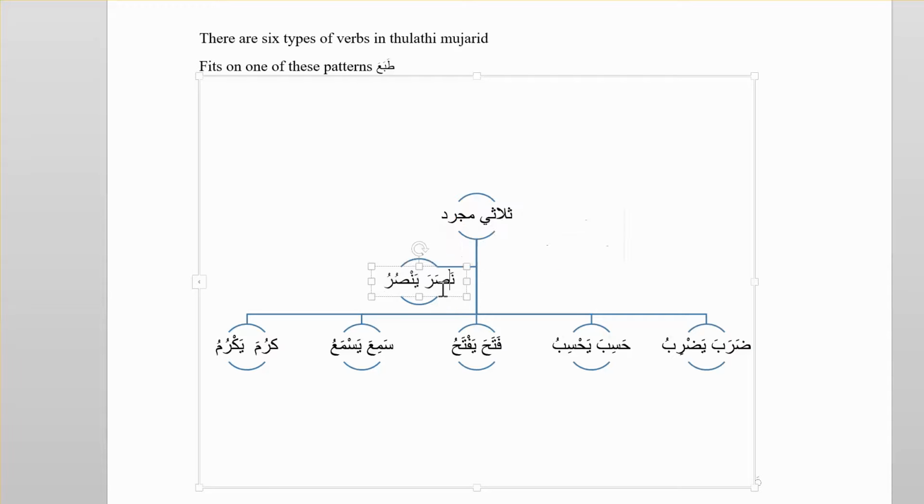Now, what you're looking at here, when you say nasara yansuru, this here is the madi, the past tense, nasara. And the next word next to it, yansuru, is the mudari'. These are terms you should already know, because we had an exam on this. Nasara yansuru. So what this tells you is, this bab is called bab nasara. That is actually the name of the bab.